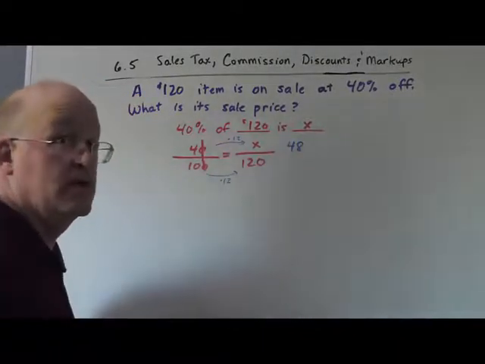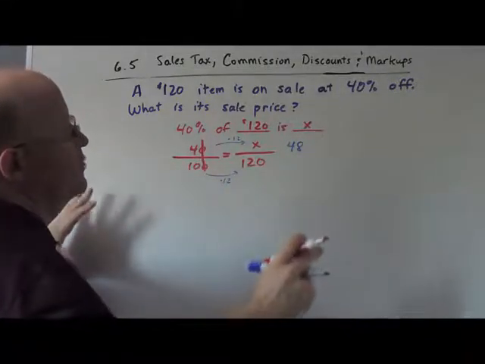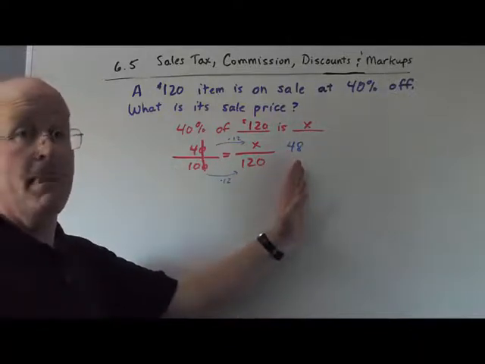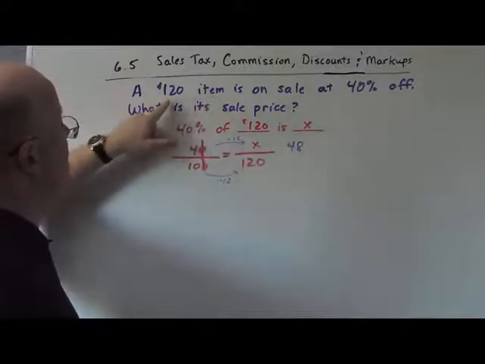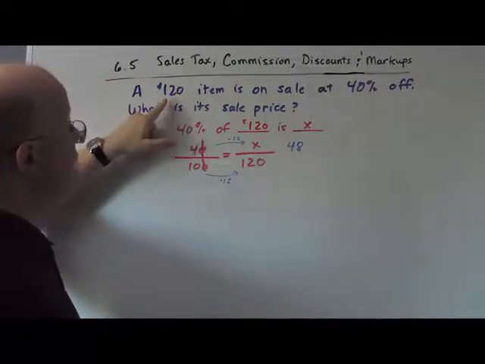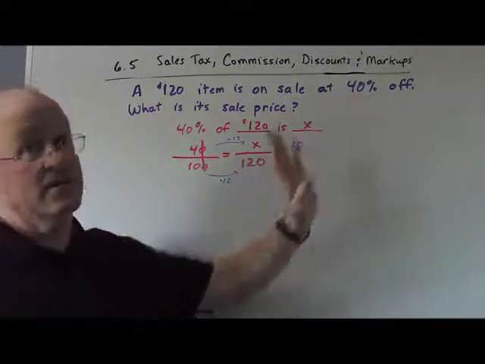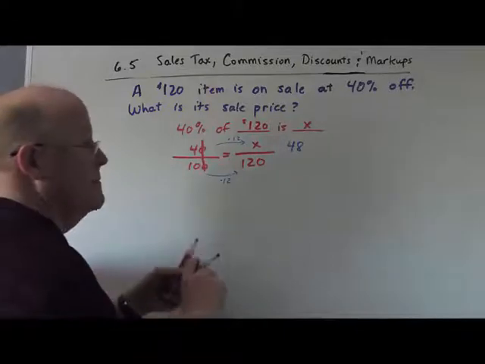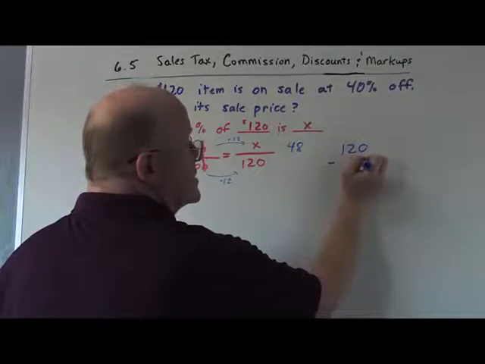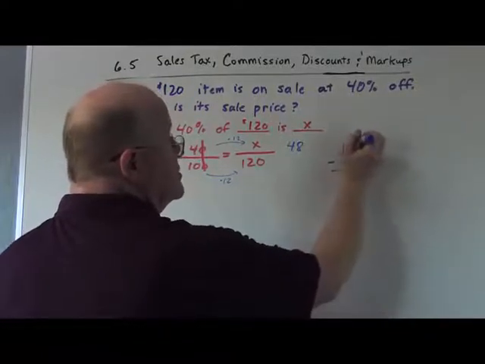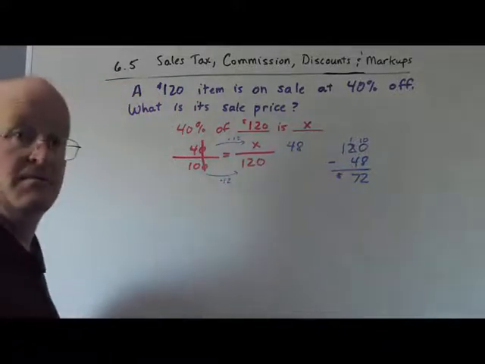Now, don't go straight to your answer and say, hey, my answer is 48, because the sale is at 40% off. This is the amount of the discount. If you think about it, 48 is less than half of 120. If it were half off, it would be down at $60. This is below that, so this is not a 40% off sale. This is the amount of discount. So I have to start with my 120, subtract off the discount, do a little bit of borrowing here, and find out that $72 is the sale price.